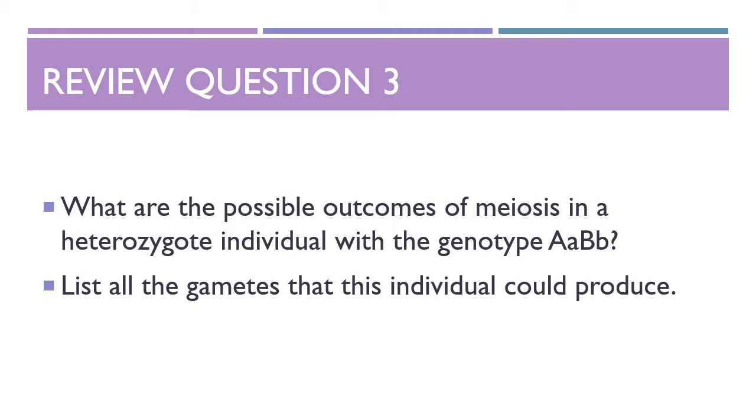Okay, question 3. What are the possible outcomes of meiosis in a heterozygote individual with the genotype capital A, lowercase a, capital B, lowercase b? So list all the gametes that this individual could produce. I'm remembering that I've got 4 alleles for 2 different genes. So this is telling me 2 genes, it's a dihybrid cross. So thinking about how many different combinations could that have?